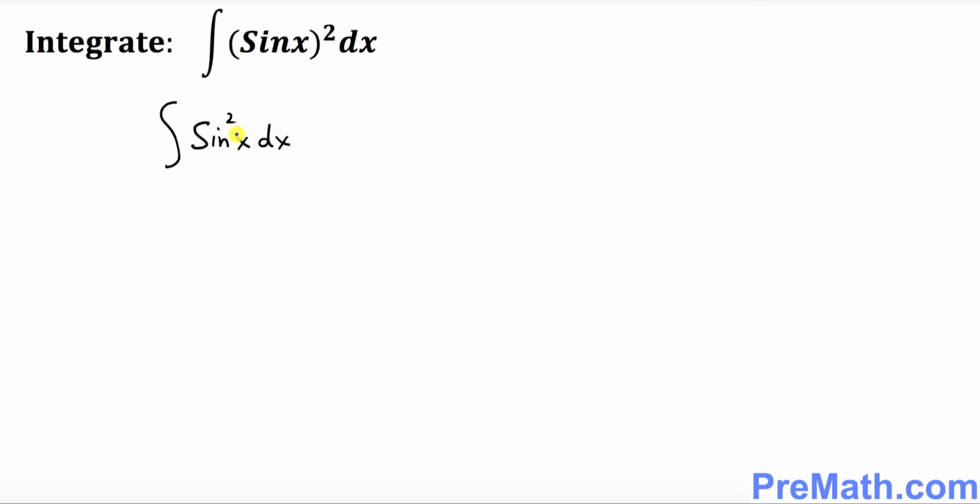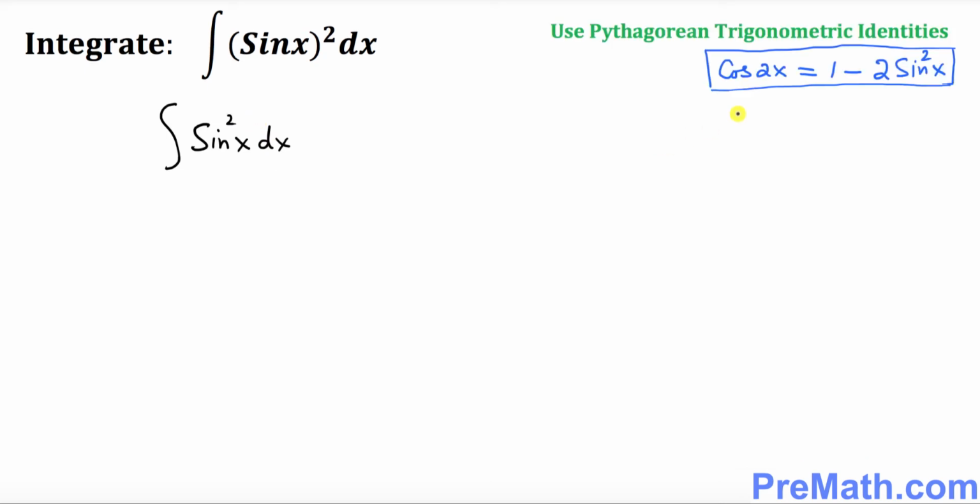The next thing we're going to do is use trigonometric identities to take care of this integral. So this is the trigonometric identity that we will be using: cosine of 2x equals 1 minus 2 sine square of x. You might be wondering, how did we get this identity? I will explain it and prove it for you a little bit later. But before we do that, let's take care of this integral first.